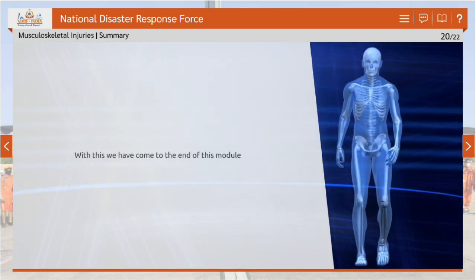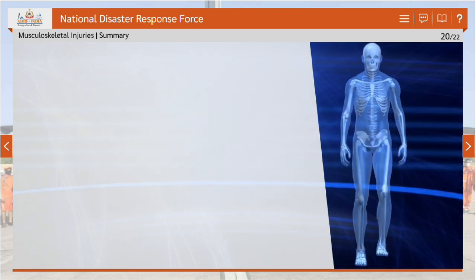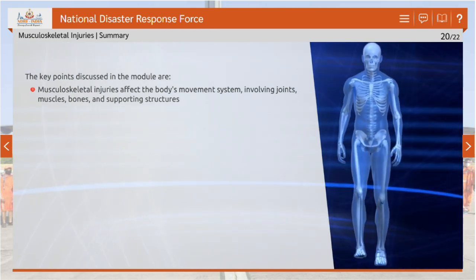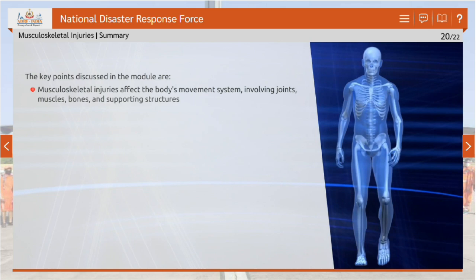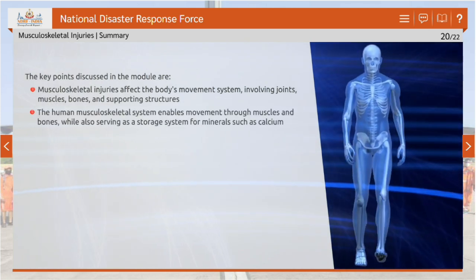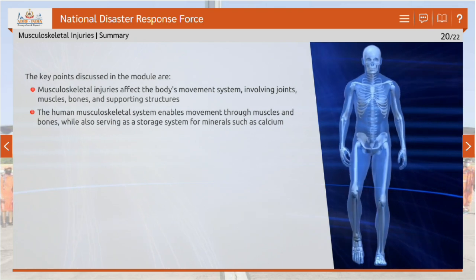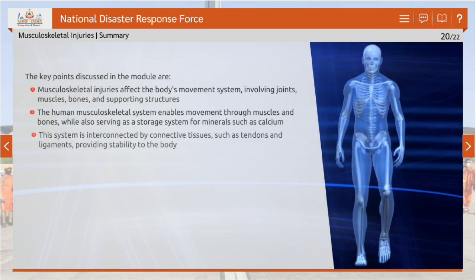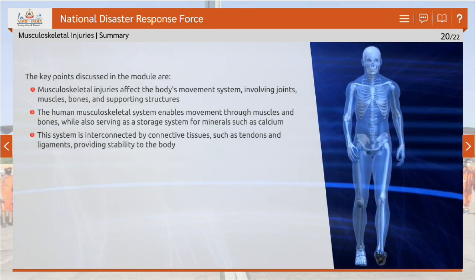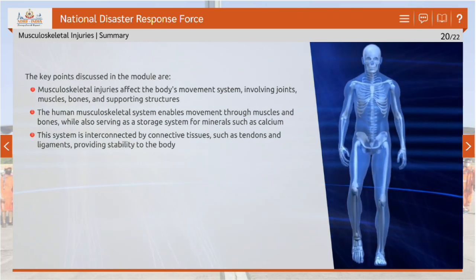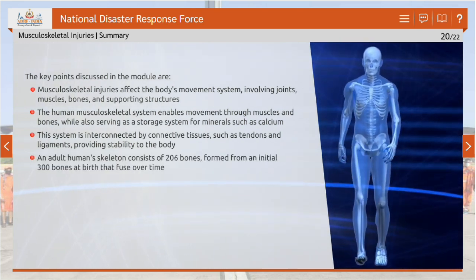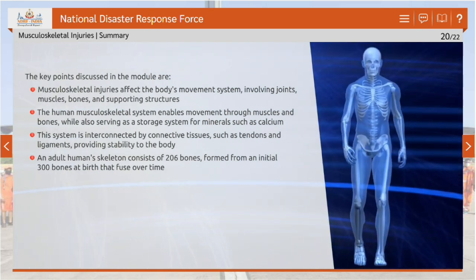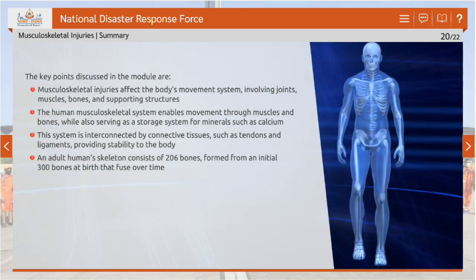With this, we have come to the end of the module. Let's recollect the key points discussed in the module. Musculoskeletal injuries affect the body's movement system, involving joints, muscles, bones, and supporting structures. The human musculoskeletal system enables movement through muscles and bones, while also serving as a storage system for minerals such as calcium. This system is interconnected by connective tissues, such as tendons and ligaments, providing stability to the body. An adult human's skeleton consists of 206 bones formed from an initial 300 bones at birth that fuse over time.